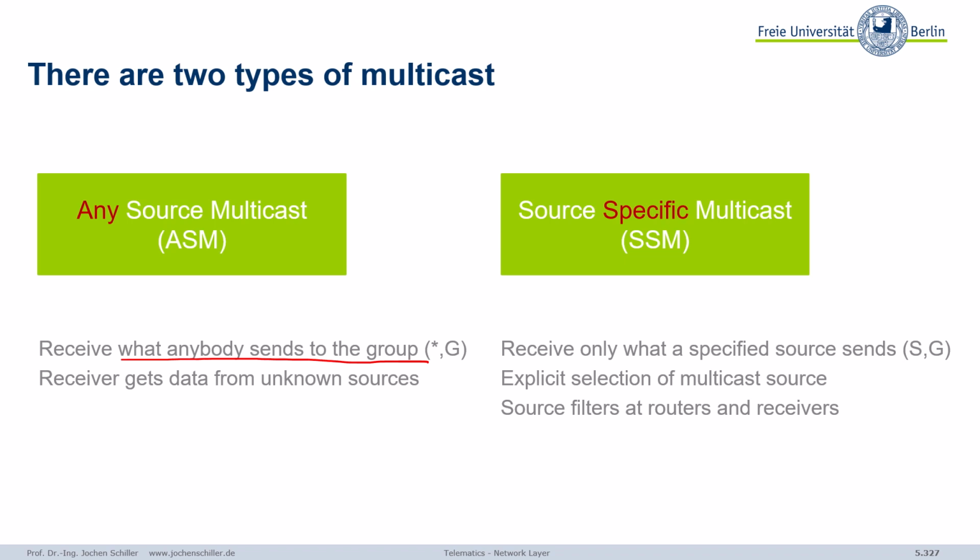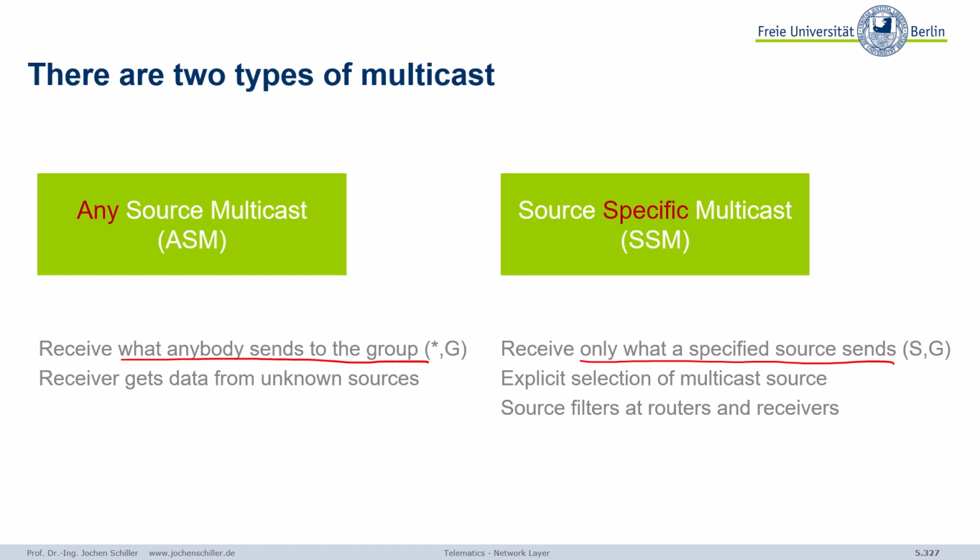And then we have the source-specific multicast. We receive only what a specified source sends. So we have one sender and a group of receivers, and we can explicitly select the multicast source, and we can then also filter, depending on the source, what we want to receive.